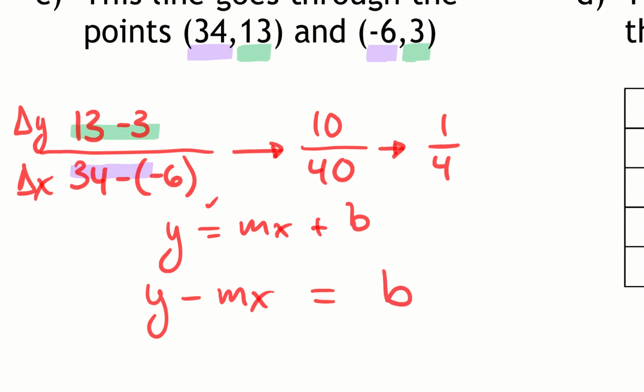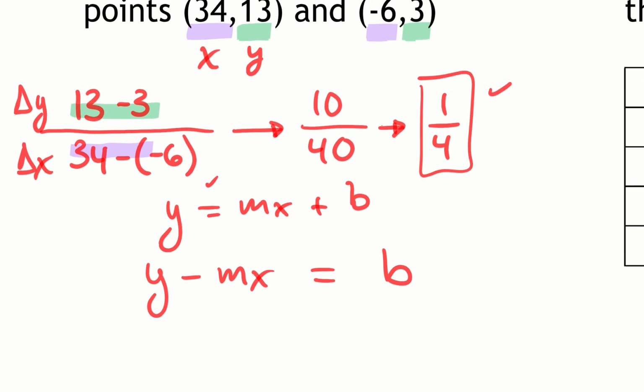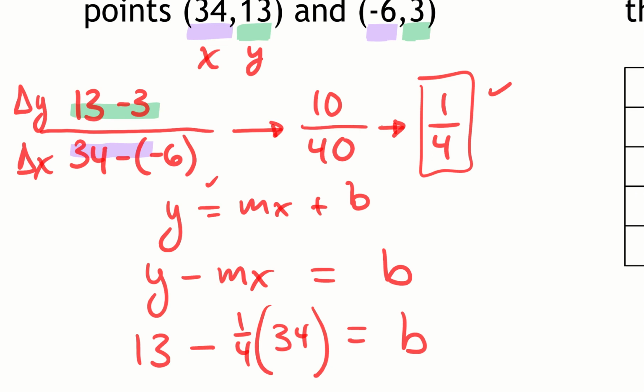Well, okay, let's go ahead and use this for y. Oops, that would be wrong. That's x. Let's use this for y, and we'll use the 34 for x. And we know our slope is 1/4, so we can calculate our y-intercept b. So I'm going to write y, which is 13, minus 1/4 times x, which is 34. And this will give me my value of b.